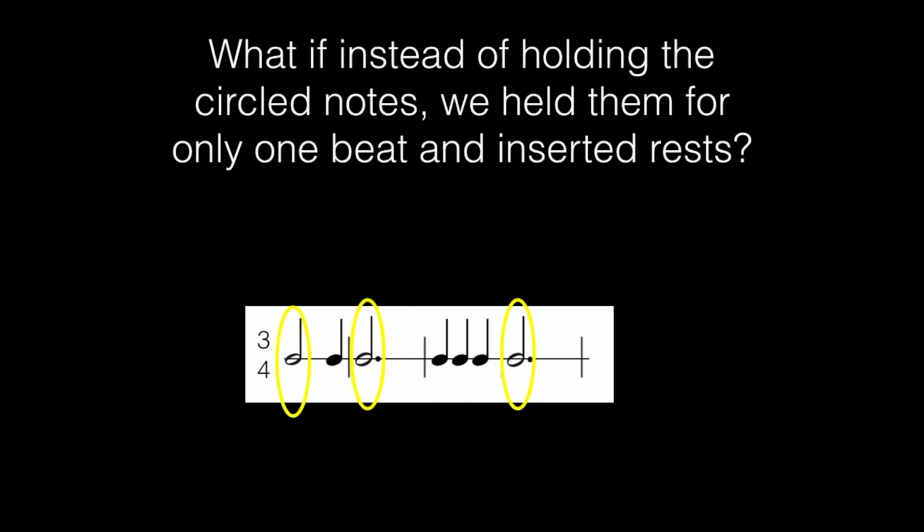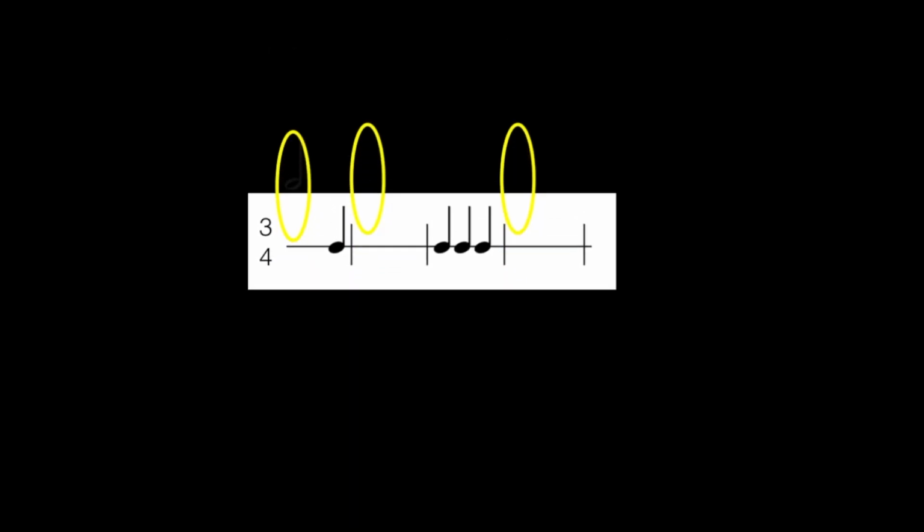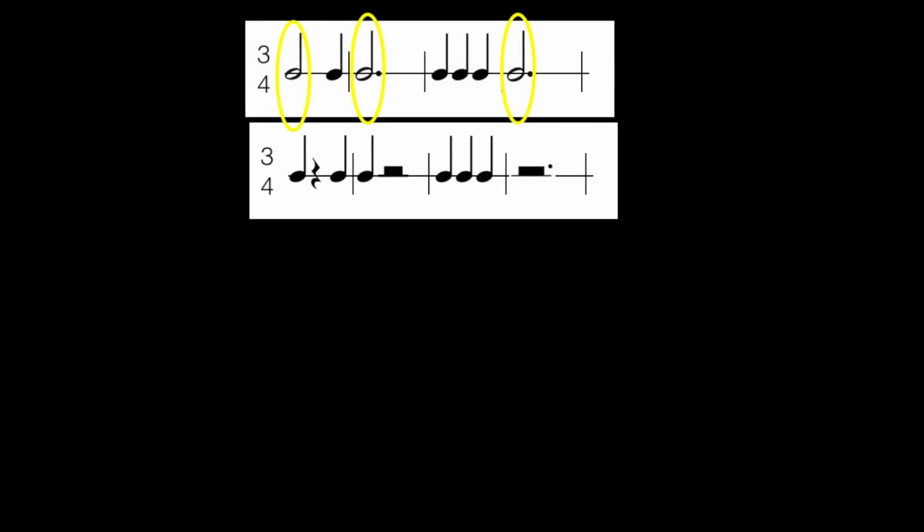And then if we look at that second dotted half note, it lasts three quarter notes. And if we only hold it for one quarter note, then we're going to have two quarter rests or a half rest. And that's going to look something like this. So now that half note becomes a quarter note with a rest after it. The dotted half note becomes a quarter note with a half rest after it.